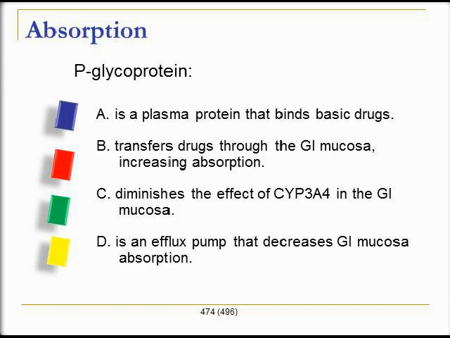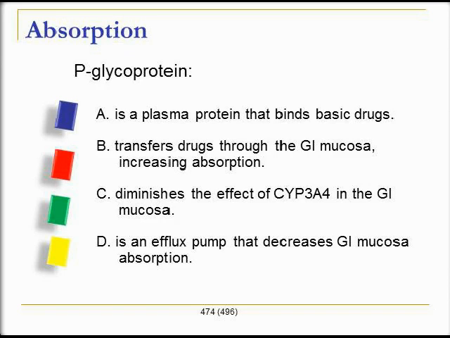So moving on now to question number 4, which is in the middle of page 474, that also has to do with absorption. Which statement best describes P-glycoprotein? First, it is a plasma protein that binds basic drugs. Second, it transfers drugs through the GI mucosa, increasing absorption. C, it diminishes the effect of cytochrome P450-3A4 in the GI mucosa. Or D, it is an efflux pump that decreases GI mucosal absorption. Okay, some answers, not a whole lot.